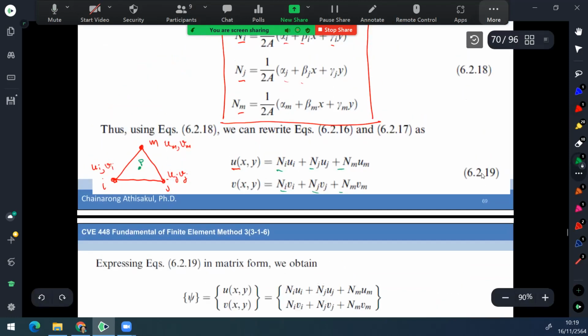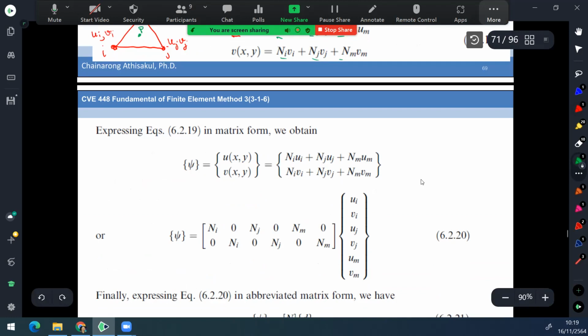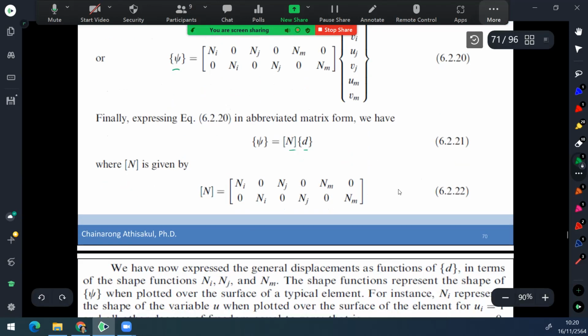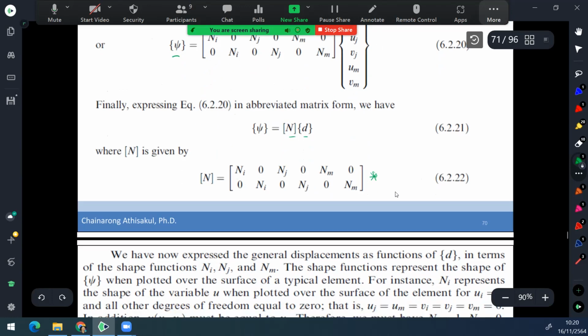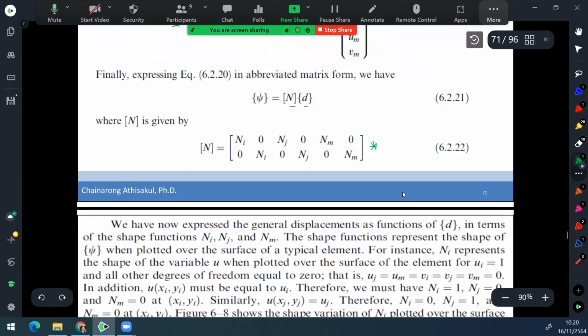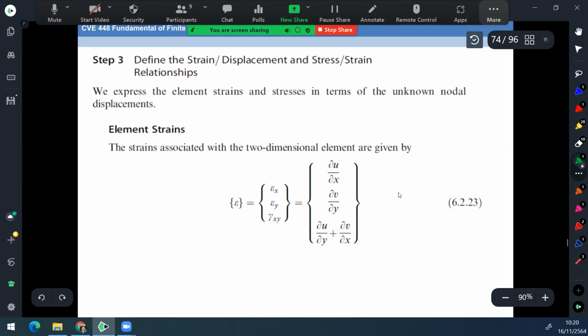From these two equations, we can rearrange the equation into the matrix form like this. The vector here represents the displacement inside of the element, defined by N times d, where N is the shape function matrix defined by this. Now that we already know the shape function, we will derive the element stiffness.